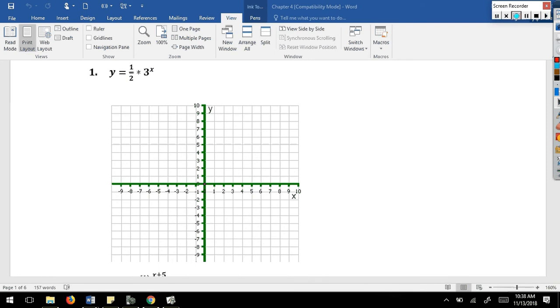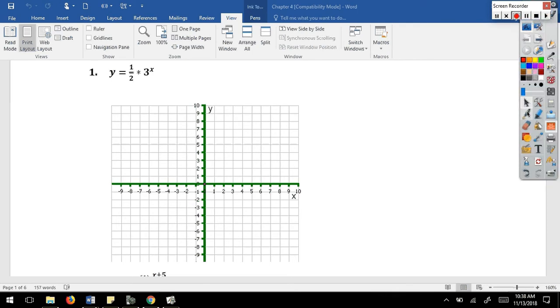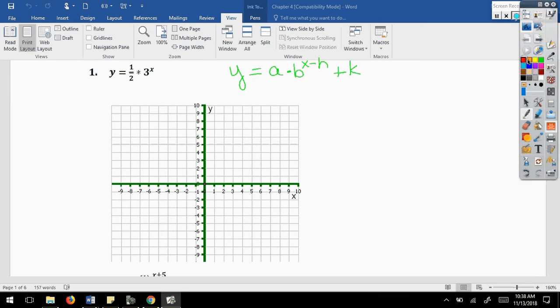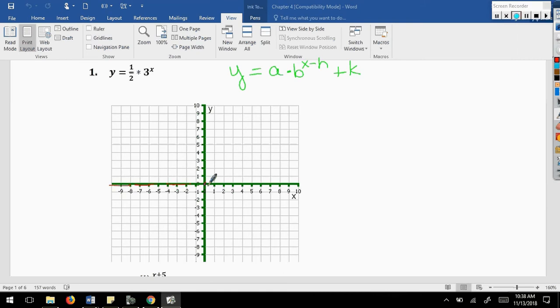Alright, so number one asks us for the graph and the domain and range of this growth function. So what we're going to do first is find our asymptote. Remember, these equations are in the form of a times b to the x minus h plus k, with k being our asymptote. Since this one does not have one indicated, it's 0. So my asymptote is coming across the x-axis as 0.